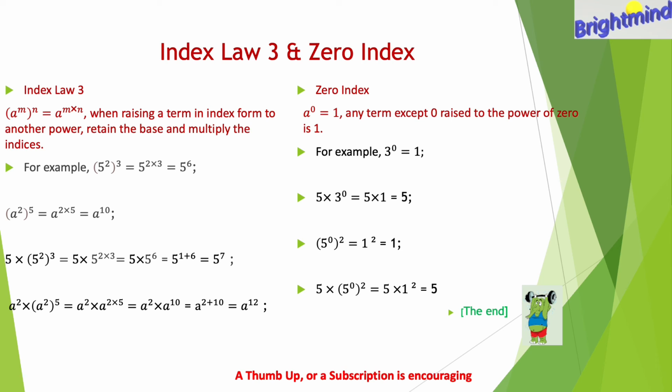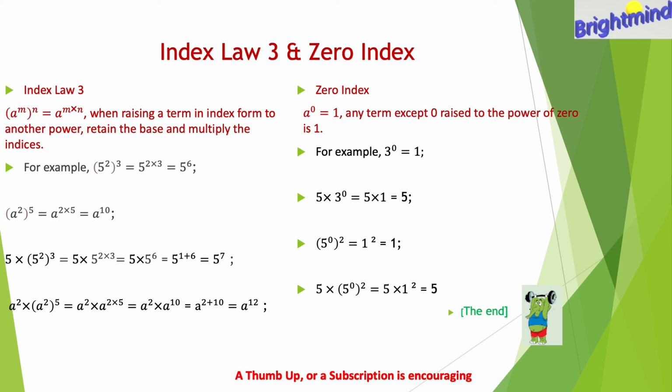Zero index. a to the power of 0 equals 1. Any term except 0 raised to the power of 0 is 1. For example, 3 to the power of 0 equals 1. 5 multiplying 3 to the power of 0 equals 5 multiplying 1 equals 5.